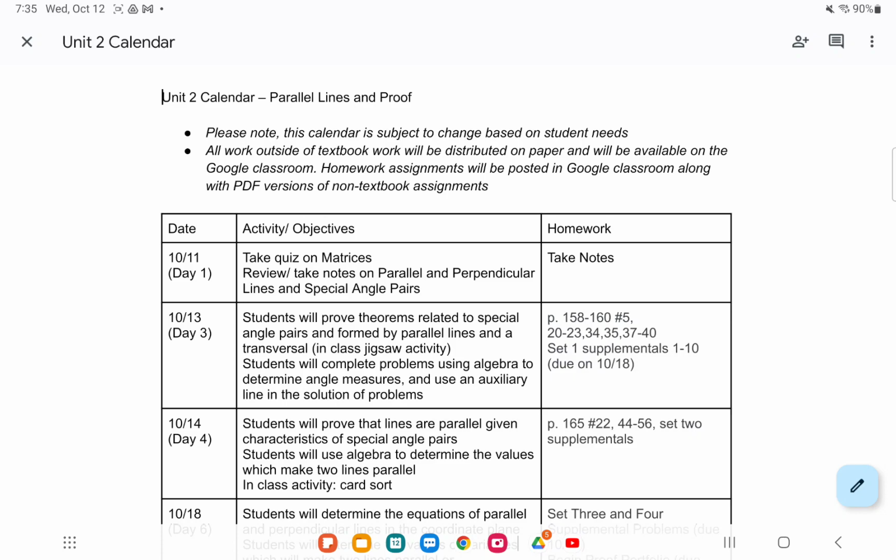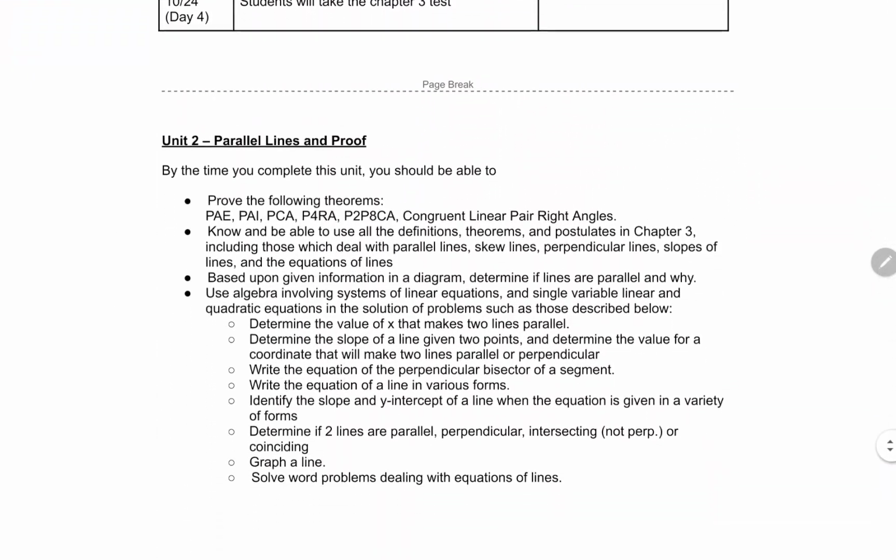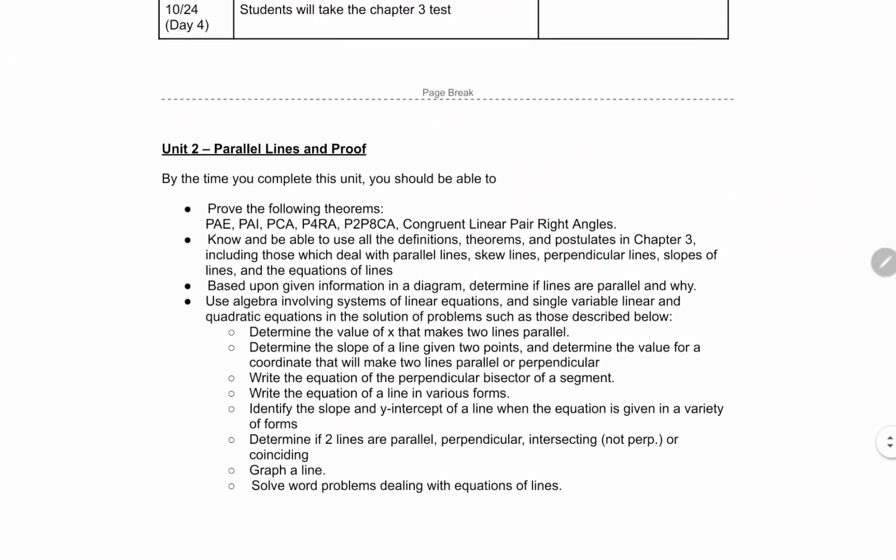I'm just taking some time right now to review the Unit 2 calendar, and this is our second unit of geometry. It's the third unit we'll study, and it's the third chapter in our reference textbook, Holt Geometry. So I just want to go through the calendar, and I also want to take some time right now to talk about what you should be able to know and do when you finish this unit.